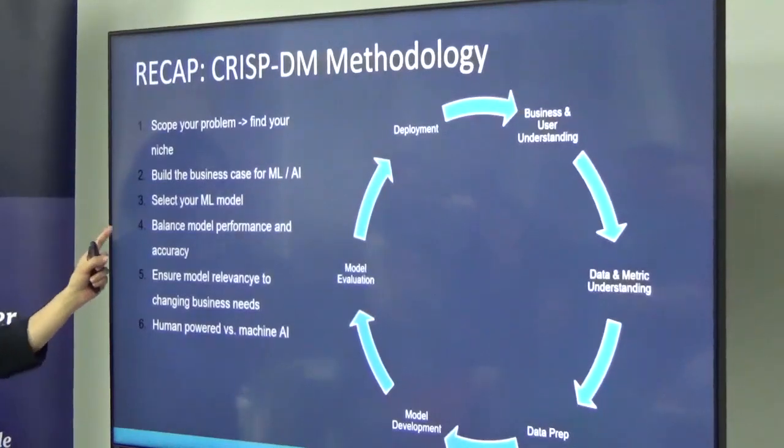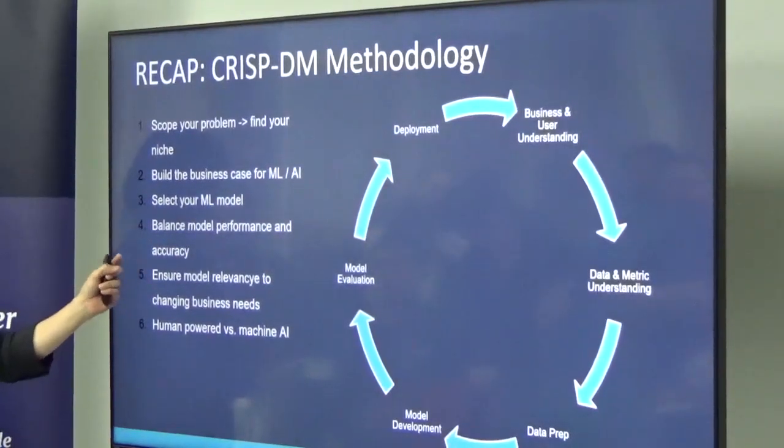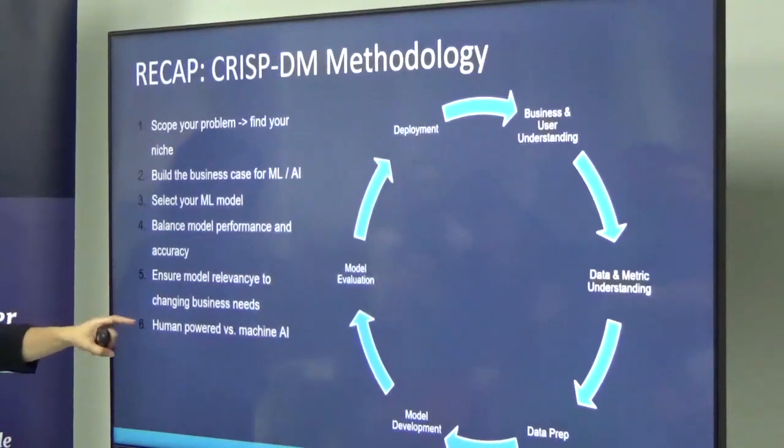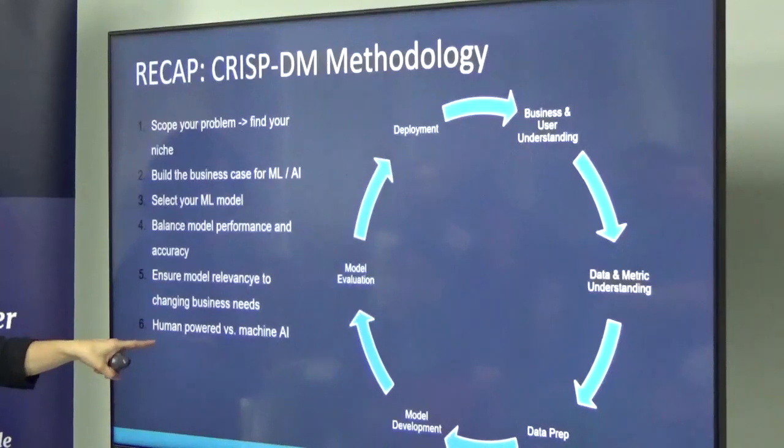Scope your problem, build your business case. Always make sure you're balancing performance versus accuracy. That's super important. Tune to changing business needs, like you asked. And then use human-powered experiences to buttress your AI solution. Like the Wolfram Alpha example, AI will only do what we tell it to do. So you need a strong army of human experts who can create label data, who can educate your system, make your scenarios diverse, and so on.